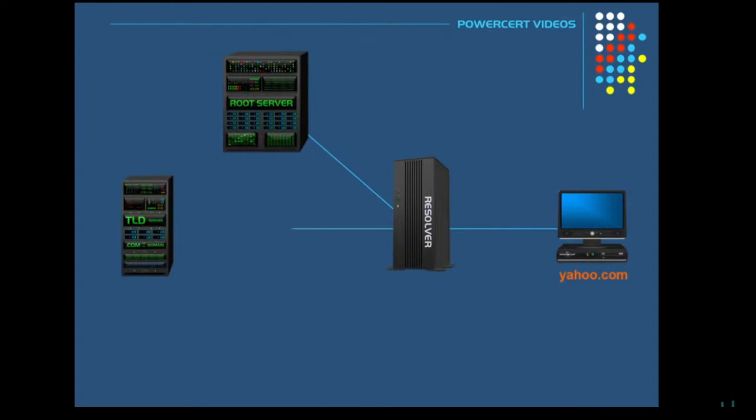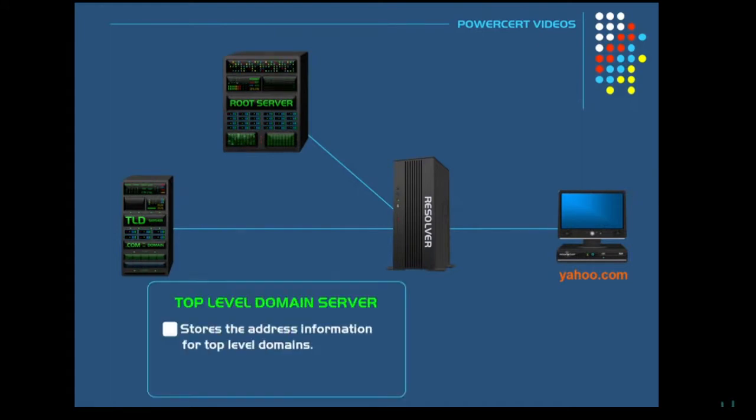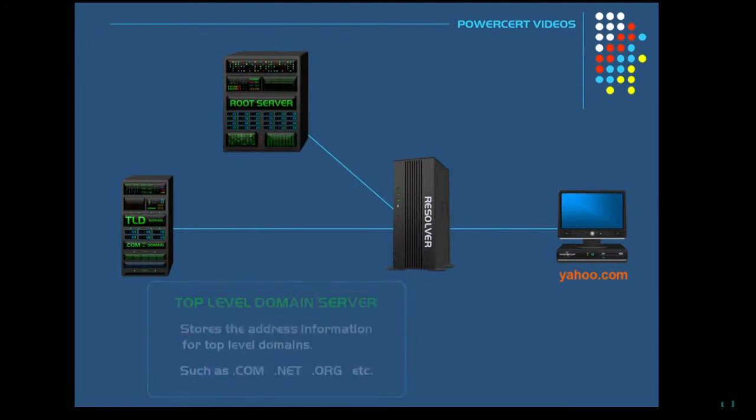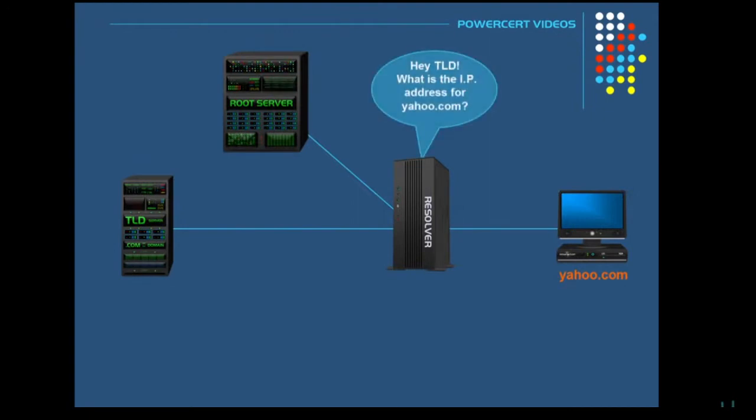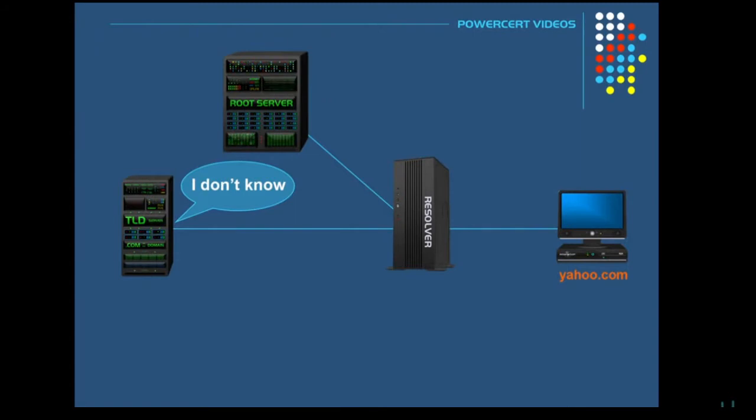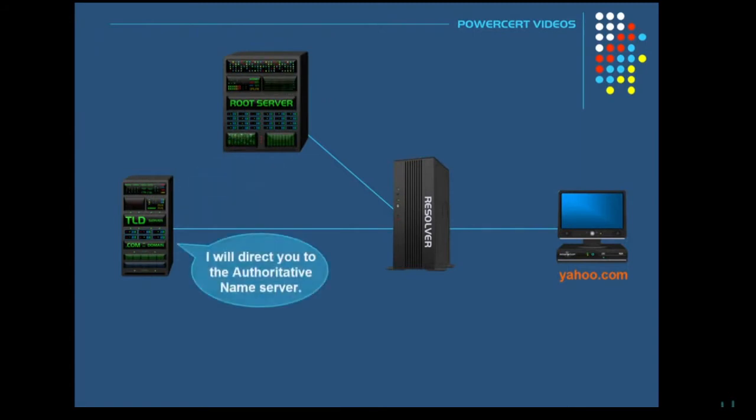So the resolver will now ask the TLD server for the IP address for yahoo.com. The top-level domain server stores the address information for top-level domains, such as .com, .net, .org, and so on. This particular TLD server manages the .com domain, which yahoo.com is a part of. So when a TLD server receives the query for the IP address for yahoo.com, the TLD server is not going to know what the IP address is for yahoo.com. So the TLD will direct the resolver to the next and final level, which are the authoritative name servers.